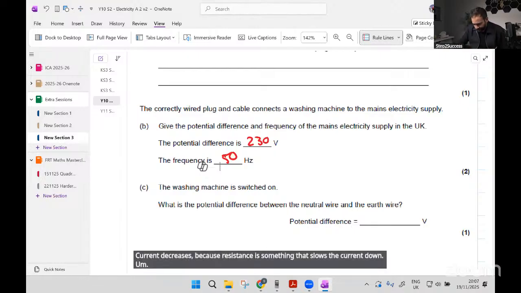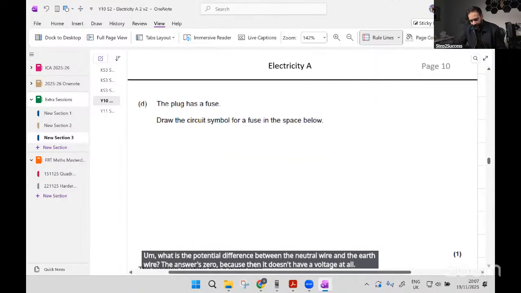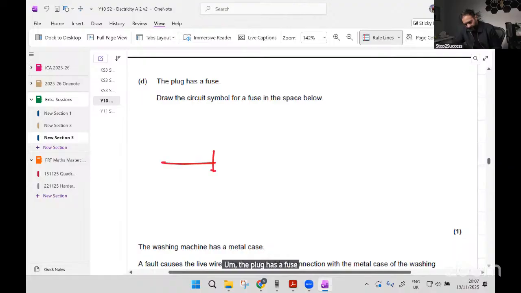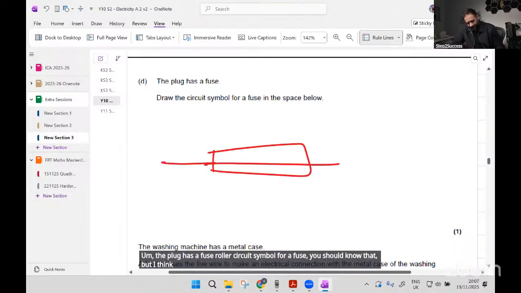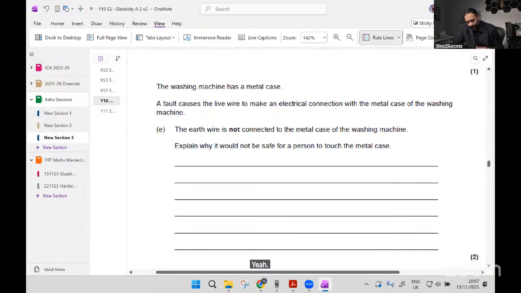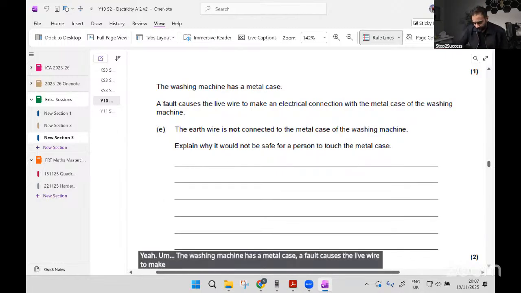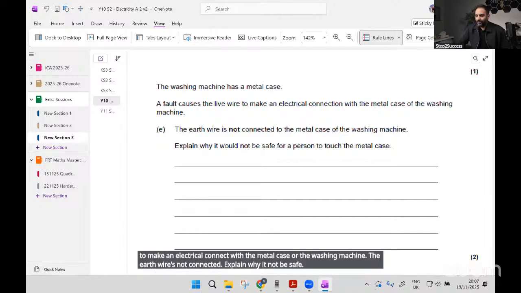What is the potential difference between the neutral wire and the earth wire? The answer is zero because it doesn't have a voltage at all. The plug has a fuse. Draw the circuit symbol for a fuse. You should know that. The washing machine has a metal case. A fault causes the live wire to make an electrical connection with the metal case of the washing machine. The earth wire is not connected. Explain why it would not be safe to touch the metal case.